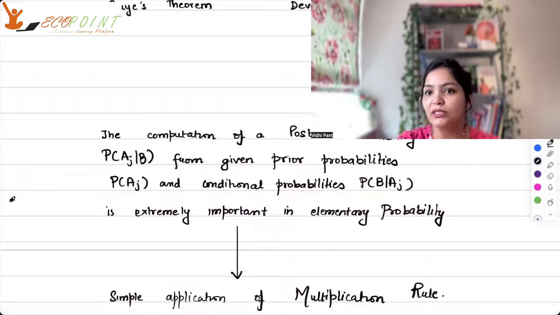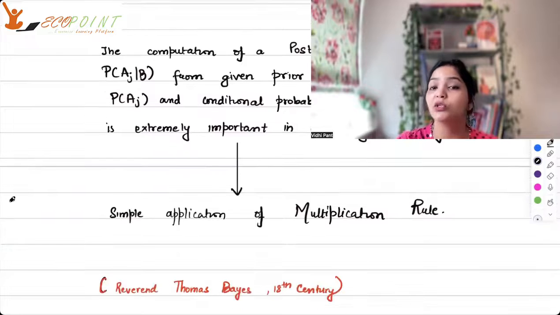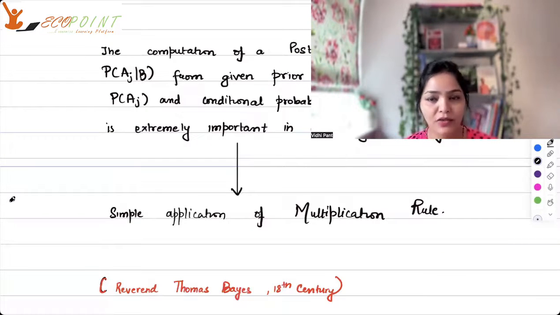As you must have noticed in the previous lecture, we were actually just using the multiplication rule that we had learned, right? So it's a simple application of the multiplication rule which has a name to it because this application is associated to Reverend Thomas Bayes around the 18th century. So that's why we call it Bayes' theorem.